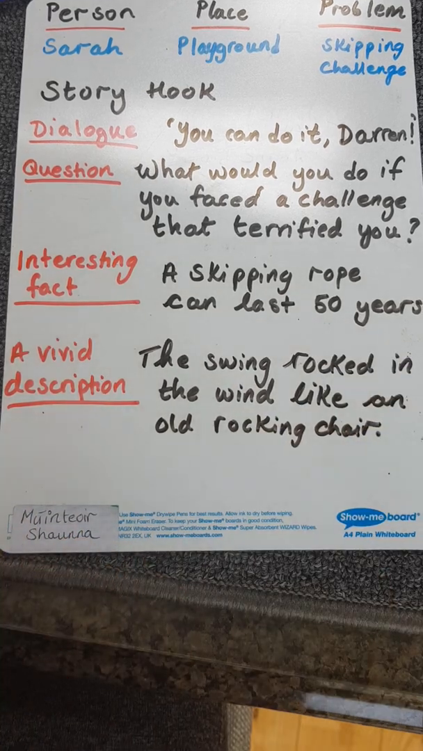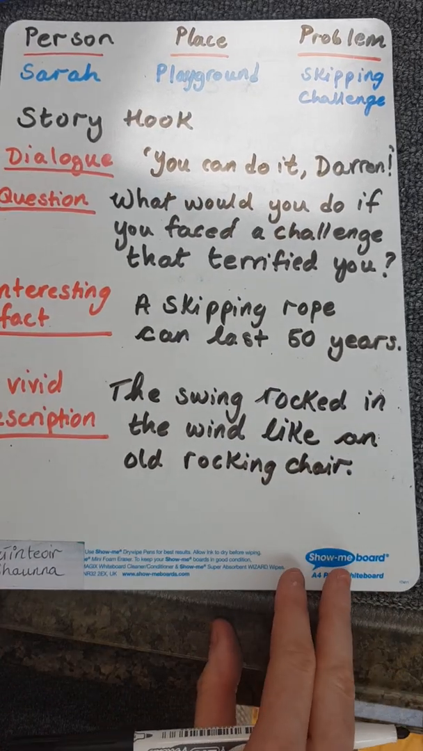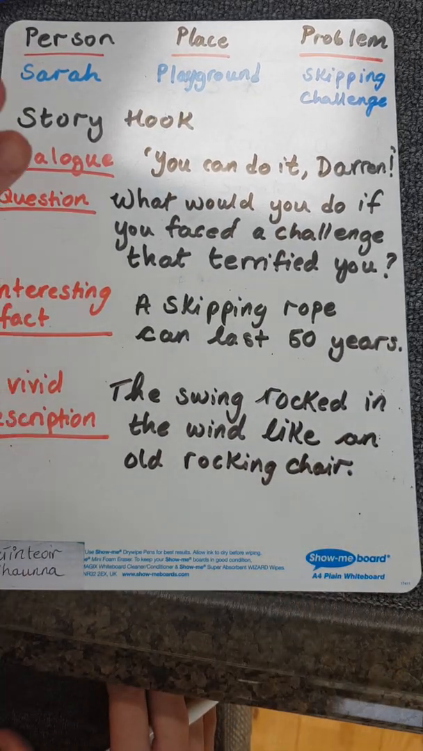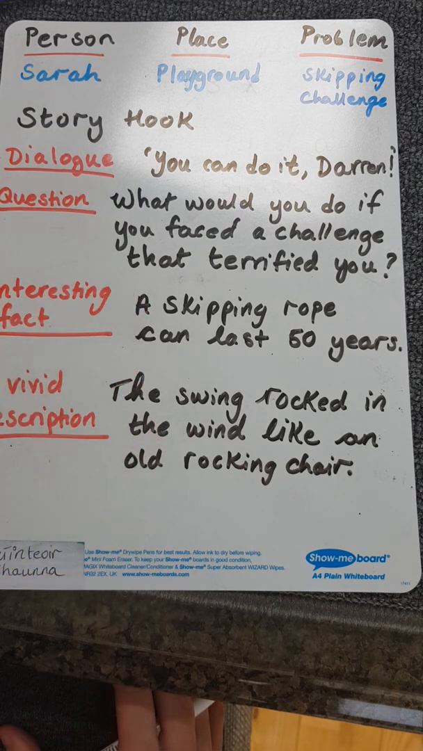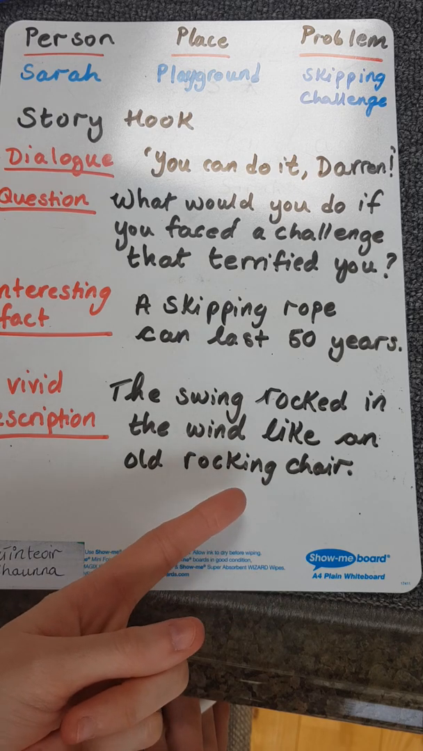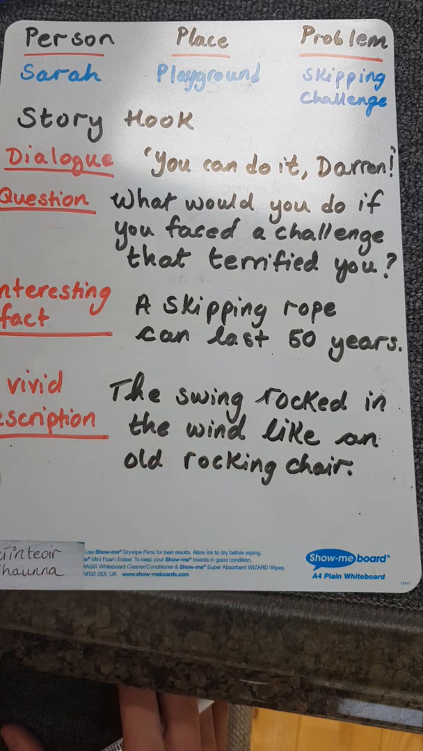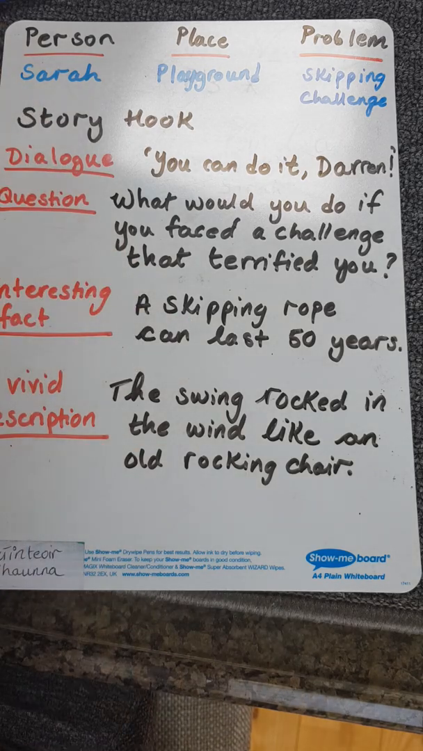So I have given a vivid description of the swing in the playground. I know that it's rocking in the wind like an old rocking chair. Indirectly, that could be telling me that this particular swing is moving in the wind and that it might look old because I've said an old rocking chair. Potentially, there's no one on the swing as well because the swing rocked in the wind. It's rocking in the wind. It's not rocking by someone sitting on it or pushing it. It's rocking in the wind, okay?